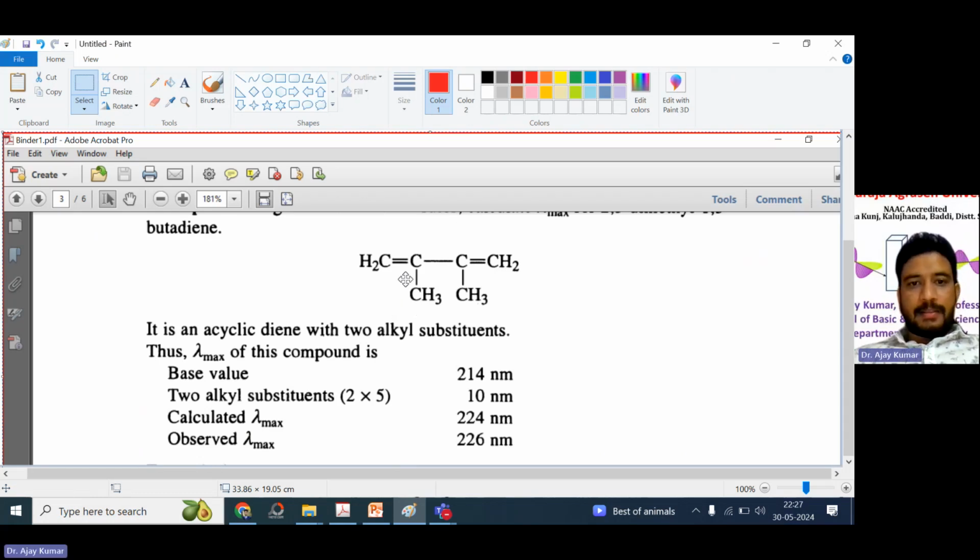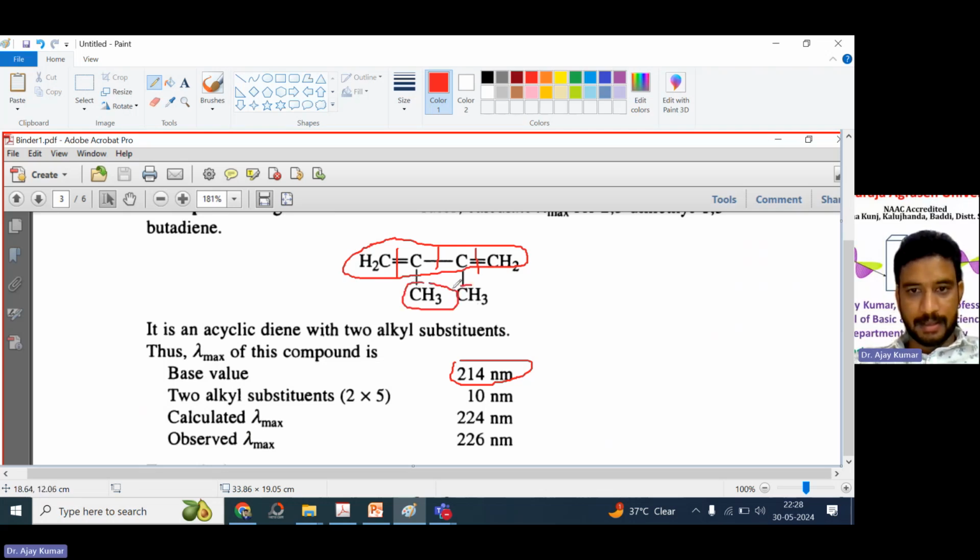So this is the compound. It is an acyclic diene. For the acyclic diene, we have the base value of 214 nanometer. Now, two alkyl substituents. How to identify the substituents? First of all, we have to identify the conjugation part. So here double bond, single bond, double bond. This is the part of our conjugation. And where is the substitution of alkyls? This is our alkyl, CH3 and CH3. We have two alkyl substituents, so we have increment 5 for each. So 2 multiplied by 5, that is 10. So the calculated lambda max for that particular diene is 224 nanometer, and the observed value for this particular diene is 226 nanometer.